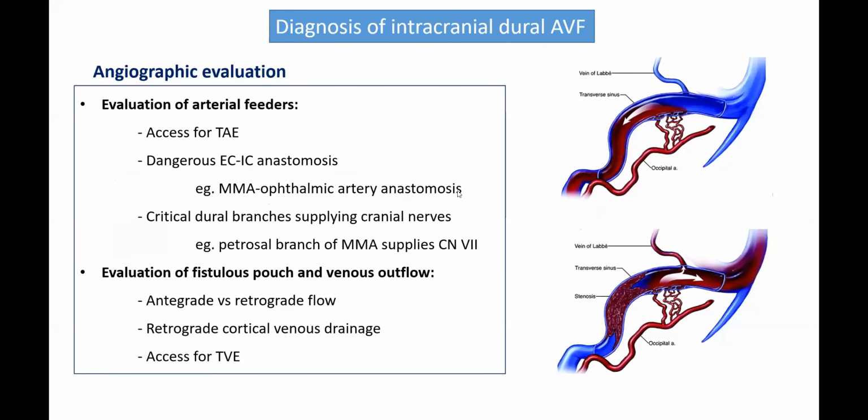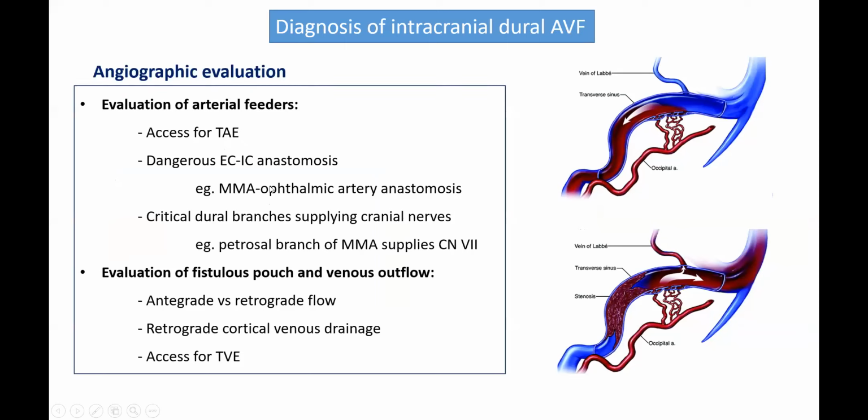In the angiographic evaluation, the first is the arterial feeders. This is important because we can have an idea of the access for transarterial embolization. So how do we access the shunt if we need to treat it?